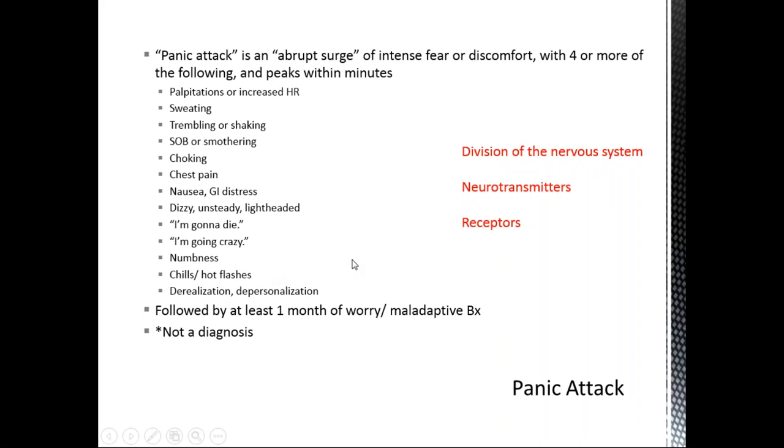When you think division of the nervous system, which one do you think of with those? Heart rate goes up, blood pressure goes up, sweating. Right, exactly. This is inappropriate recruitment of your sympathetic nervous system because something has been perceived as threatening. And the person may not even be aware of what it is. This may be kind of an internally triggered sympathetic overactivity. This is fight or flight that gets turned on when it doesn't need to get turned on.